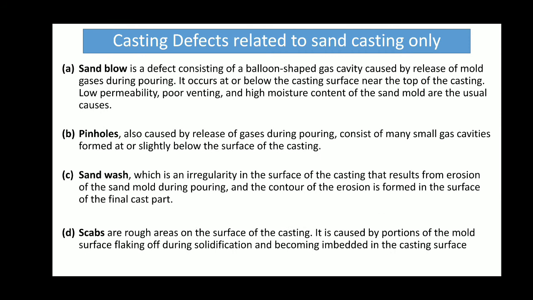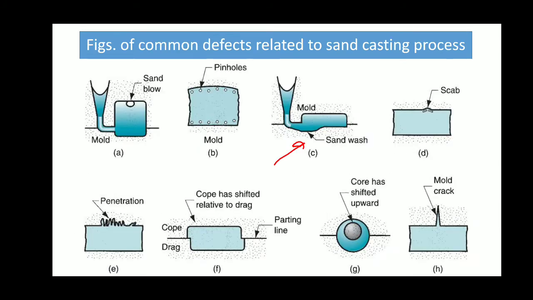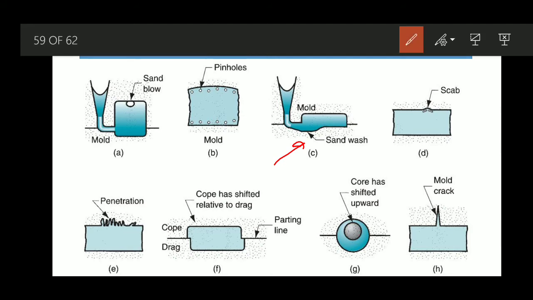Similarly, we can have scab. Scab is another problem. What is this? It's a rough area on the surface of the casting. Generally, it is caused by a portion of the mold surface which is flaking off during the solidification and becoming embedded in the casting surface. So some portion which has flaked off during the solidification process has solidified there on the surface, and it has now become a portion of that particular cast part, which actually is not intended. So that scab is another kind of problem.